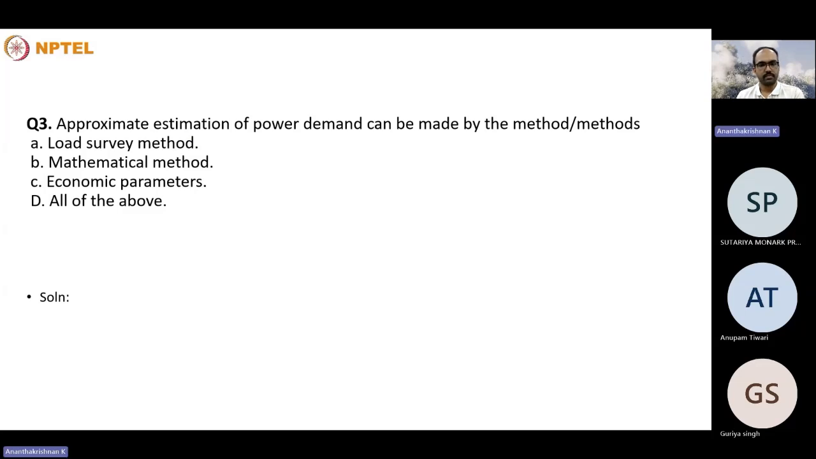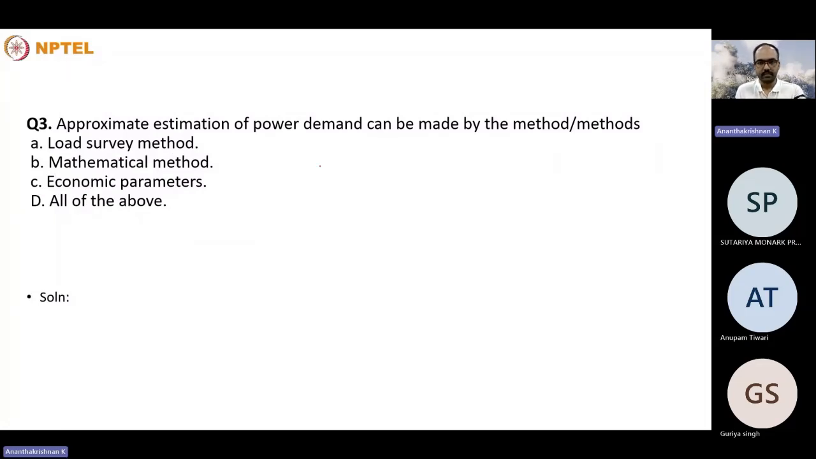Let's look into the third problem. Approximate estimation of power demand can be made by which method or methods: load survey method, mathematical method, economic parameters, or all of the above. Yeah, the answer is all of the above.